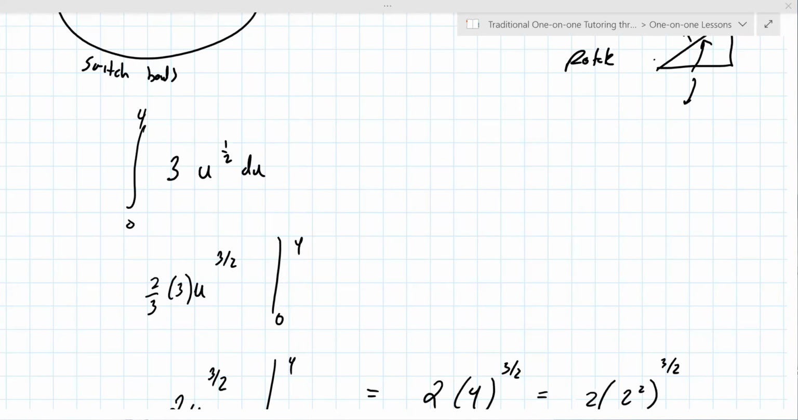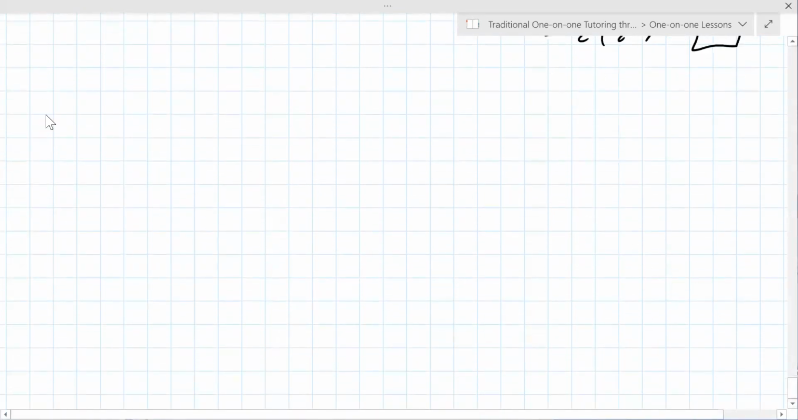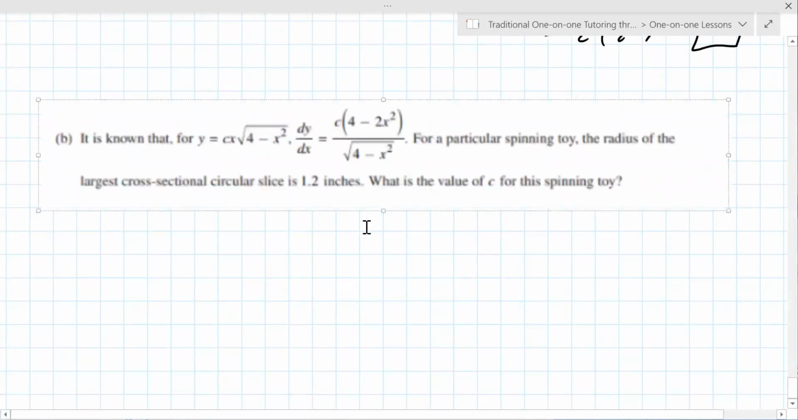Oh, they're giving me the derivative. This value of C for the spinning toy. The radius of the largest cross-section circular slice is 1.2 inches. For what value of C? So they're giving you the derivative, which I don't know why for the moment.